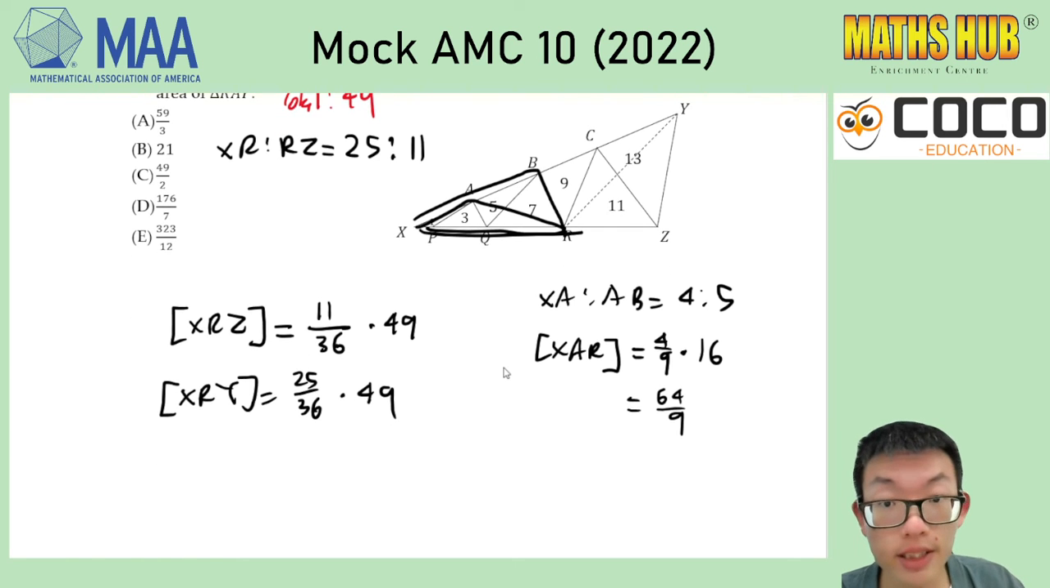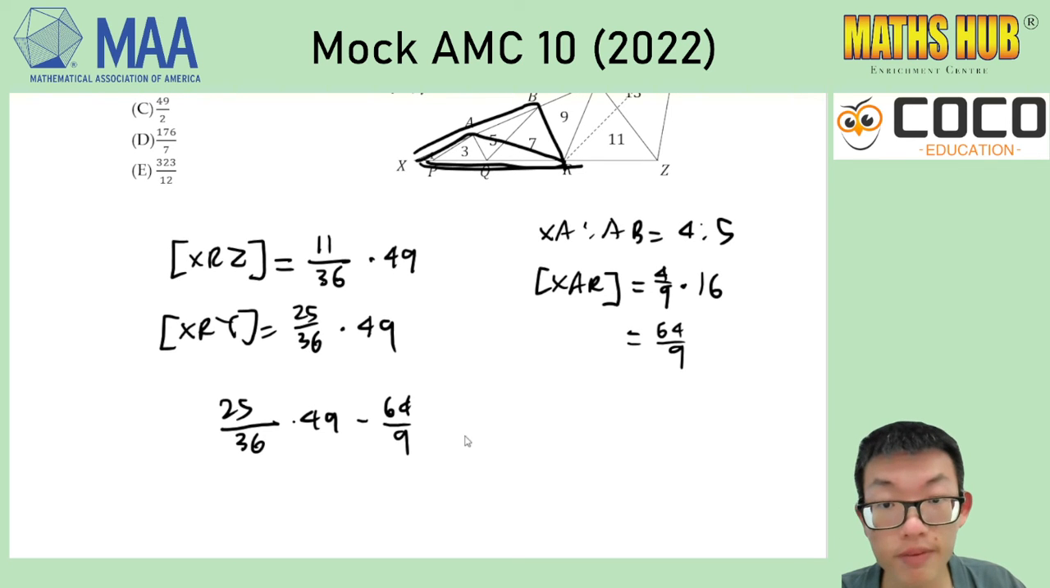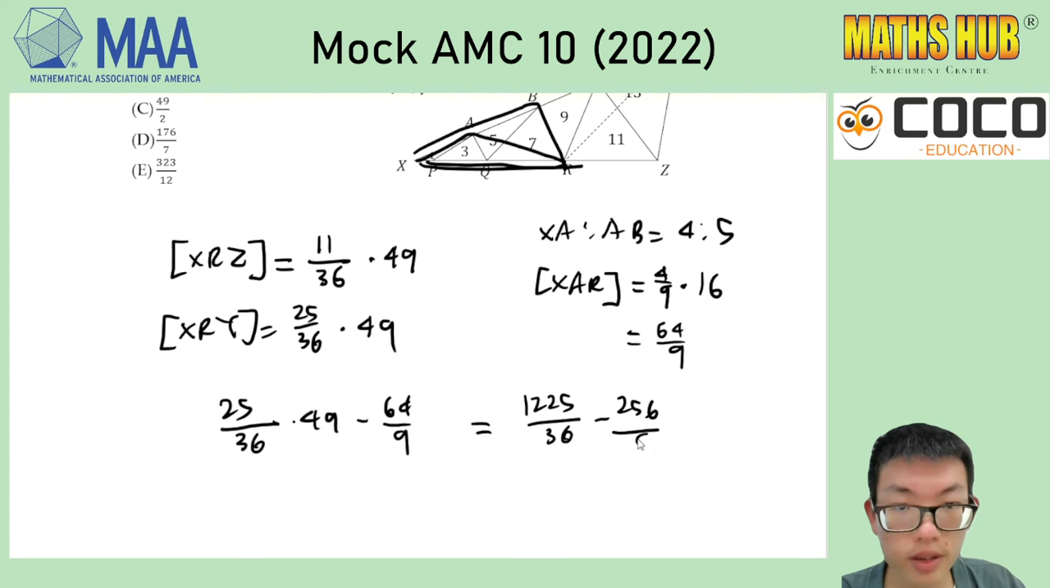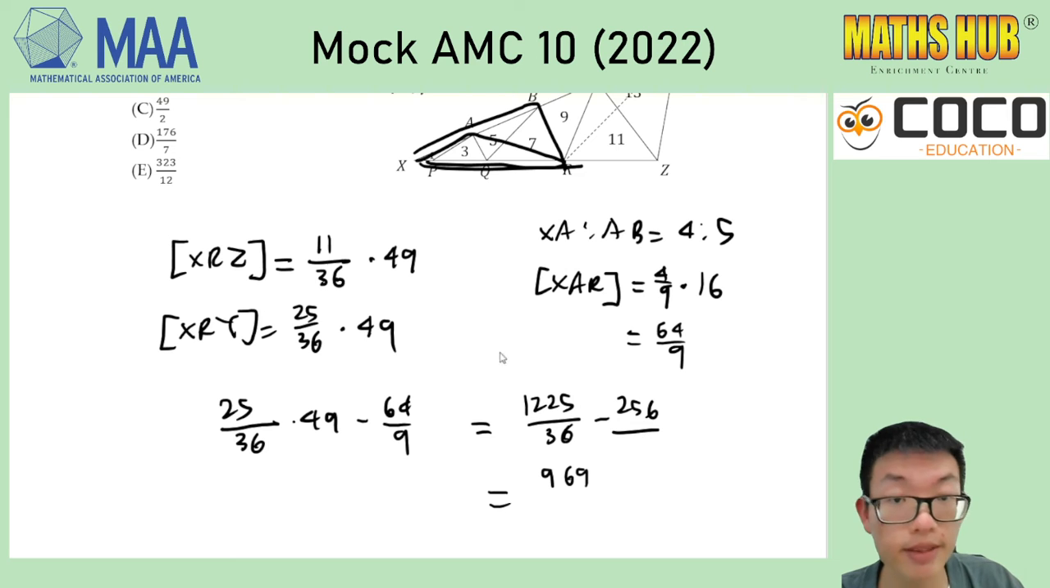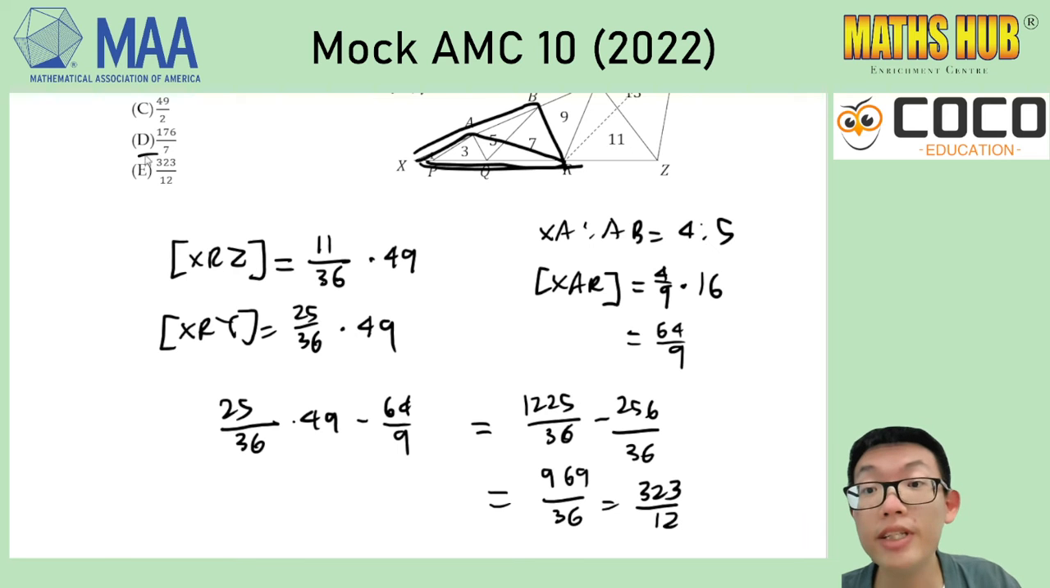So my final answer, I would take this minus this. Little bit of calculation to do here. I hope I haven't messed anything up. Let me just multiply again and check. So this would be 969. Oops, I forgot to change this to 36. Okay, I'm seeing that this is one of my options, so that is good. 323/12.